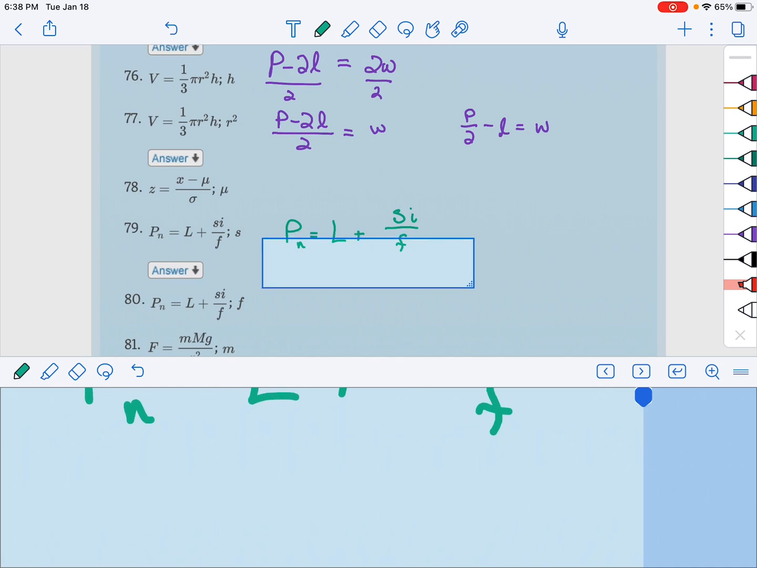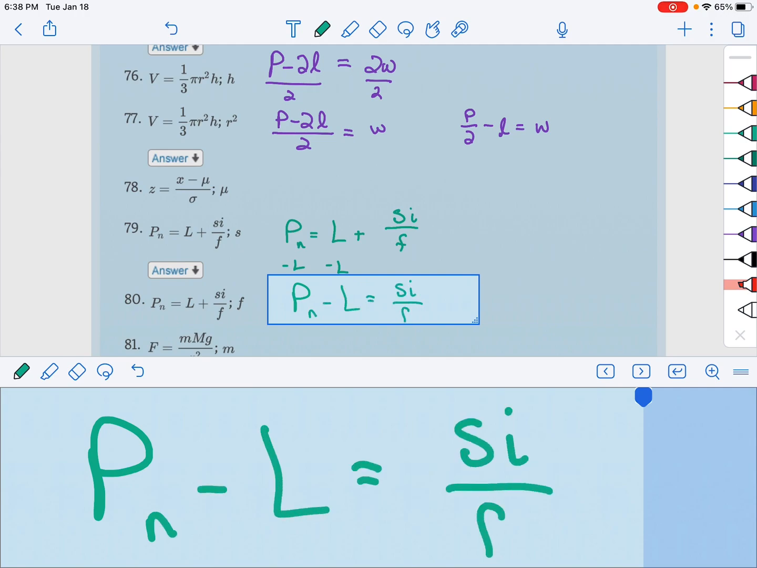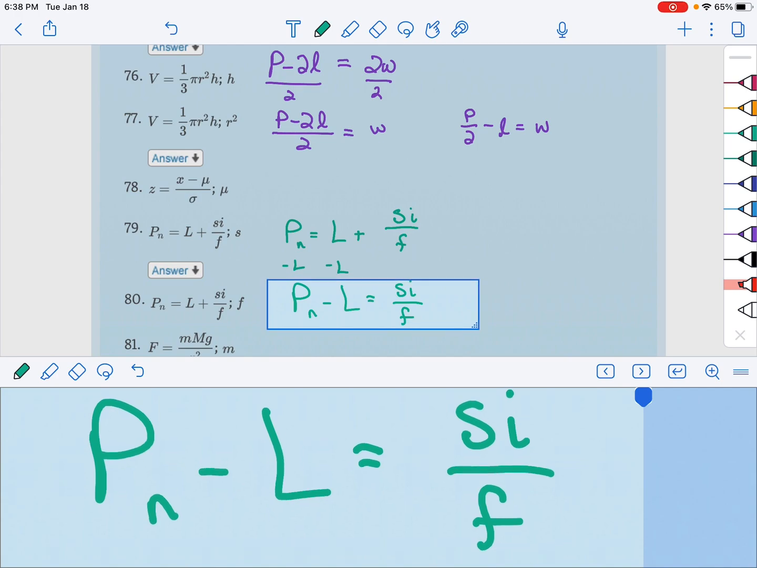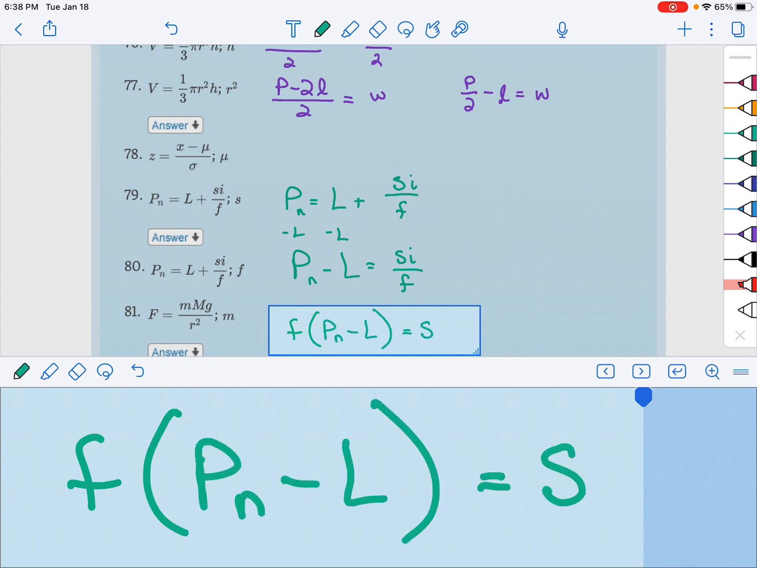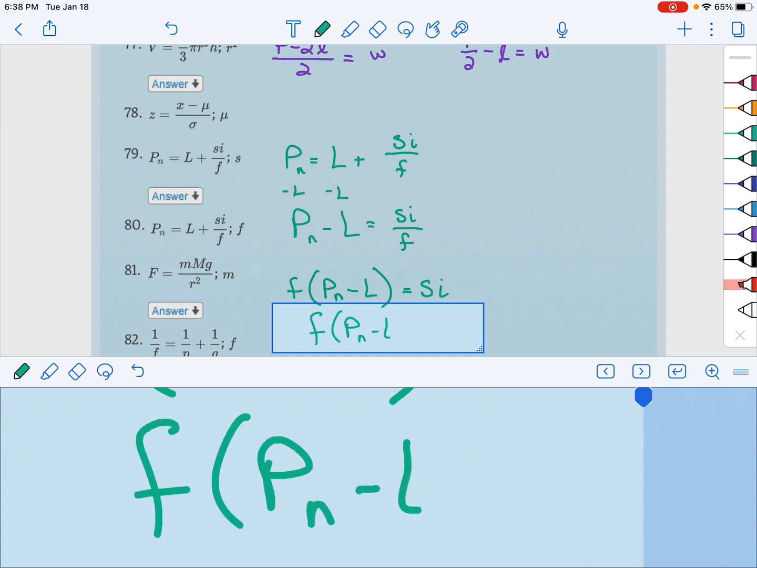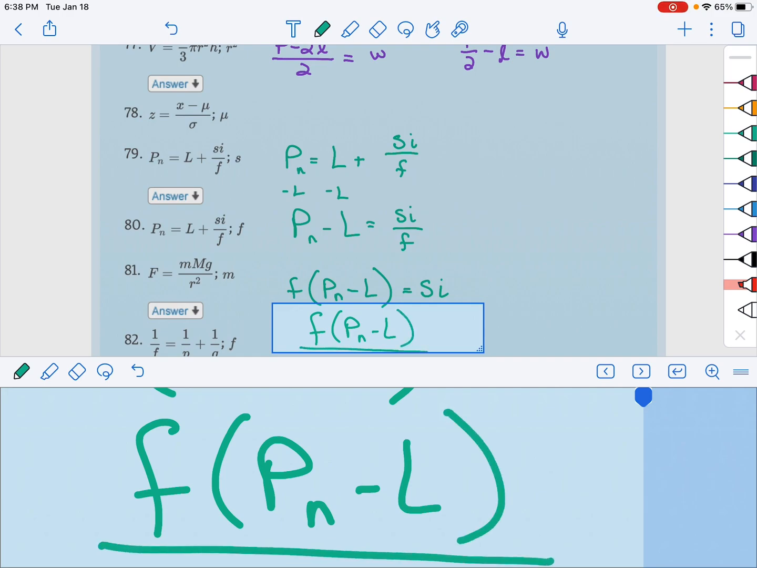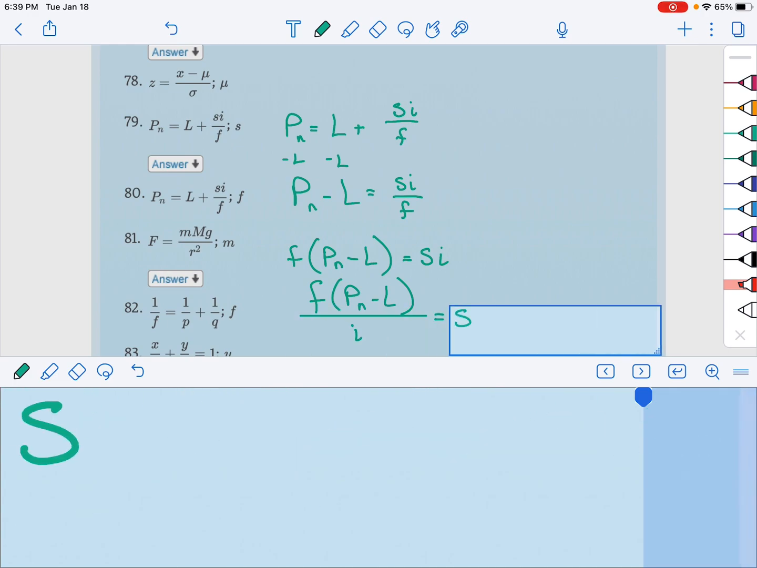So I'm going to start by getting rid of the L. So P sub n minus L equals S times I over F. All right, now I'm going to multiply both sides by F. And I'm just going to leave that in parentheses. I'm not going to worry about trying to distribute or anything. You can if you want, but I don't think we do. All right, so then it's chaos here. Okay, now we're trying to get S by itself. So now we divide by I. Ta-da! And there it is.